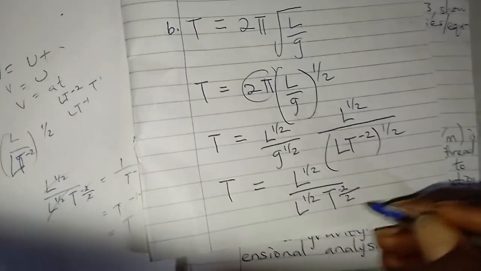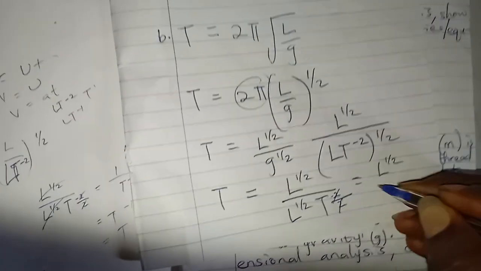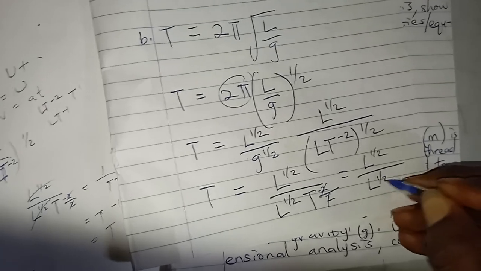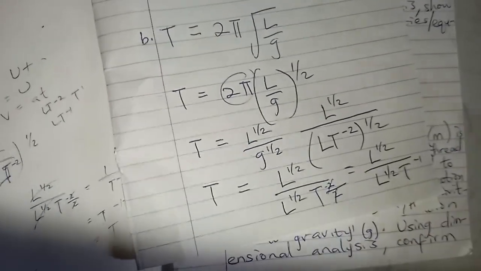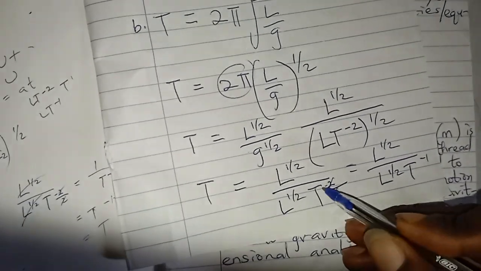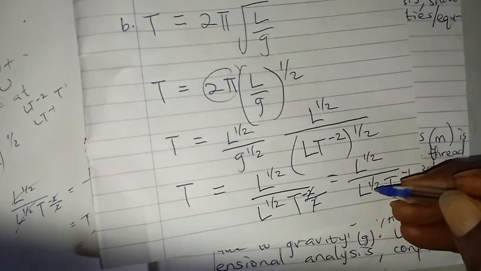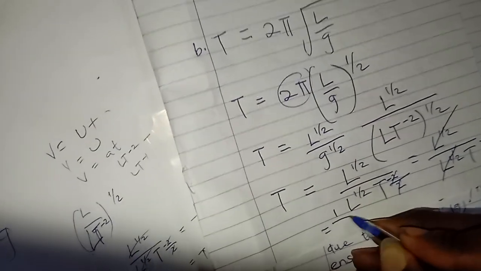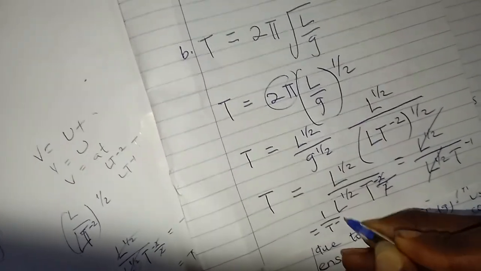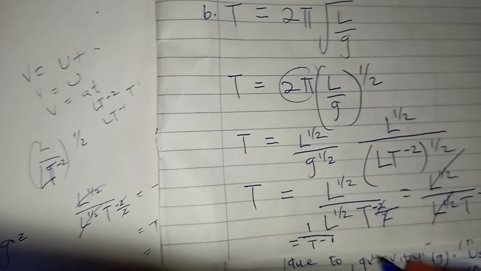Minus 2 times half over 2. You can see that 2 here, 2 here. I'm left with L raised to power half all over L raised to power half, T raised to power minus 1, because anything divided by itself is 1, then it's carrying minus. So notice that these two L to power half can cancel, so that I'm left with 1 over T raised to power minus 1. And notice that anything raised to a negative power means negative indices.